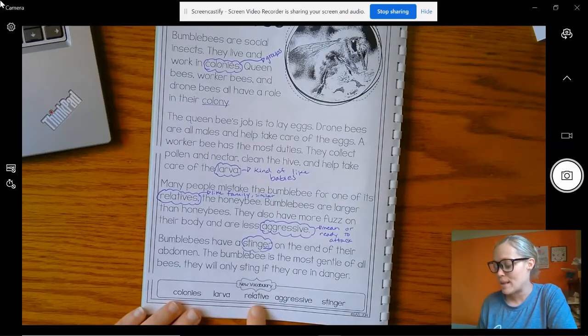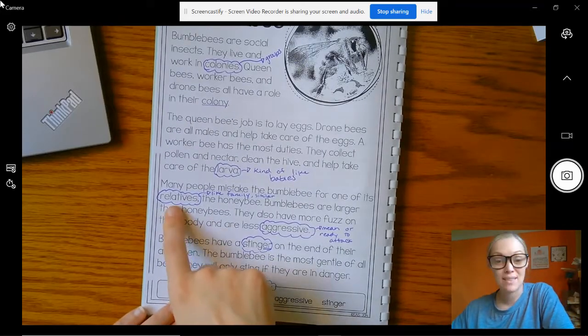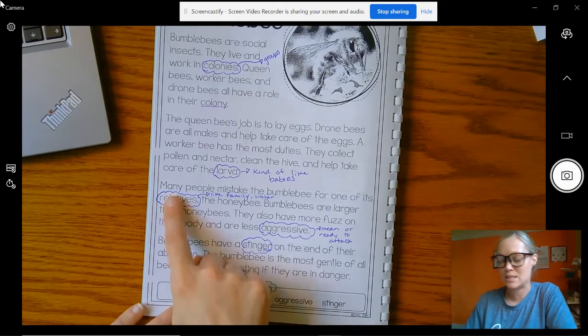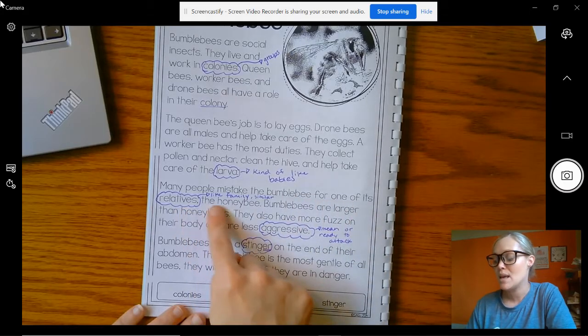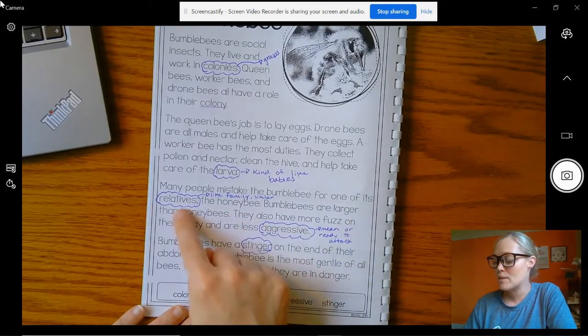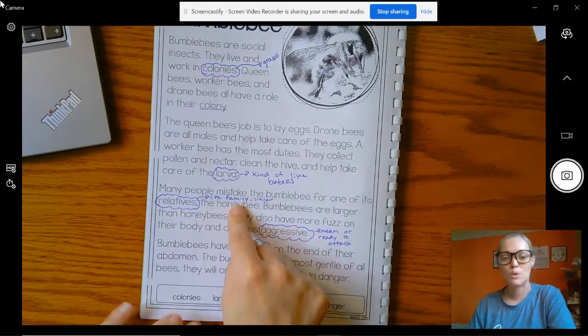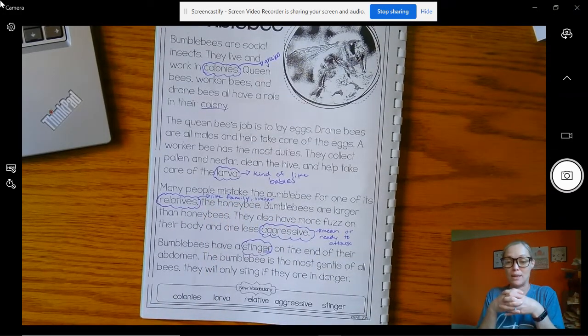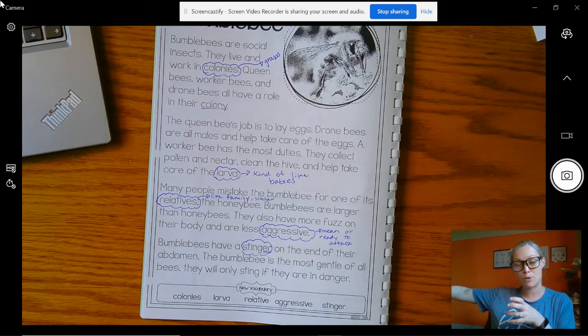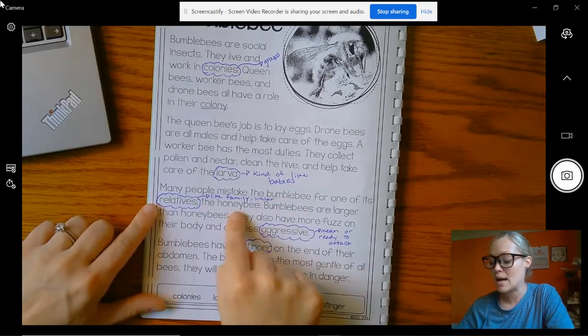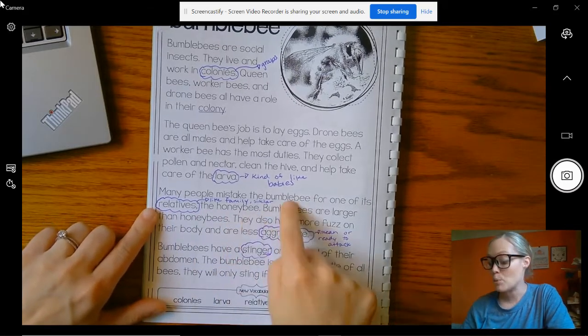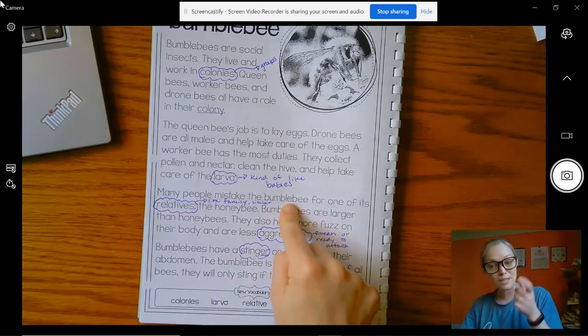And then relative. So we have relatives, and this can mean more than one thing, but let's read the sentence to see what it might mean. Many people mistake the bumblebee for one of its relatives, the honeybee. So one of its relatives, that's like family. So you have a grandma and a grandpa, so you have your own little family that lives in your home. And then you have relatives that are also family, but they live maybe further away or they live in a different home. So relatives to the bumblebee are honeybees. So they're similar. They're both a type of bee, but they're a little different.